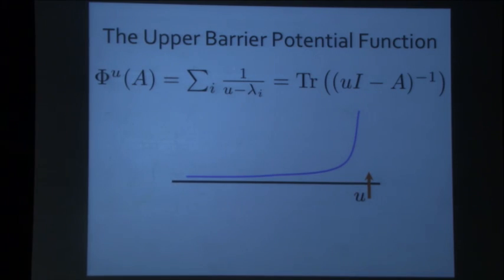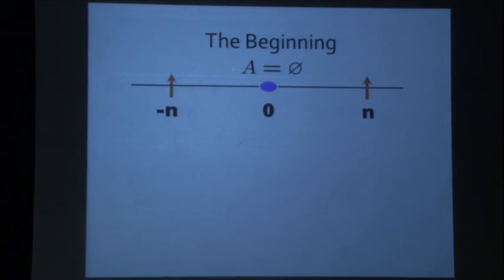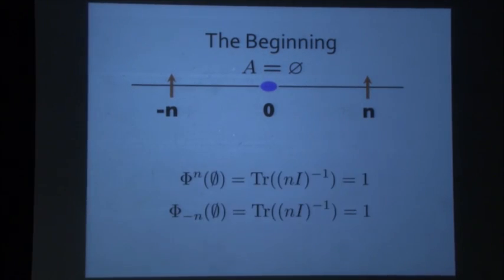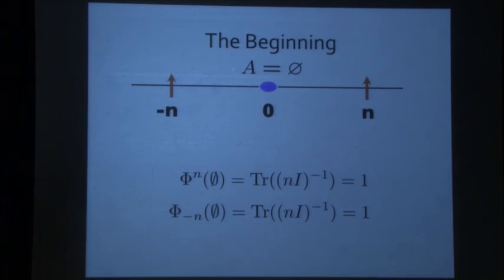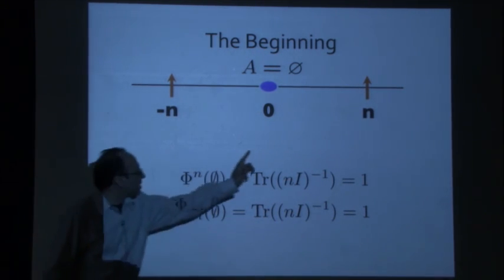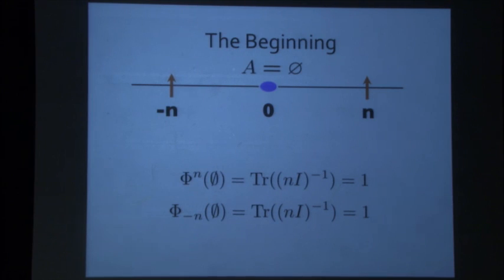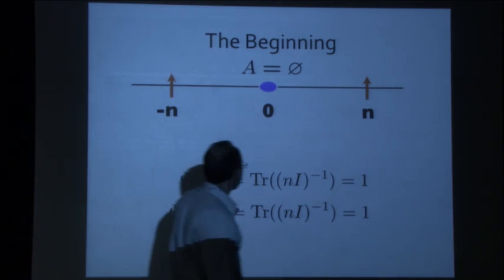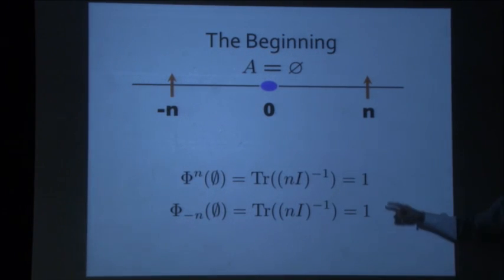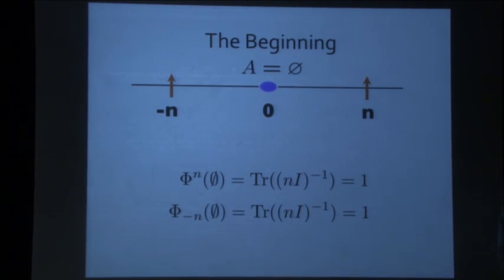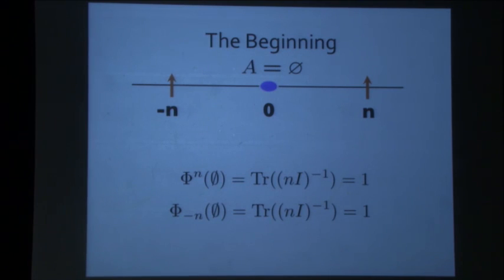Okay, so here's our goal now. I start with nothing, but now what I do is I look at the barrier functions. With my barriers at minus n and n, where n is the dimension, my initial values of the barrier functions, the lower barrier and upper barrier, are both 1. Because I put in the trace of, say, n times the identity inverse, and it's in n dimensions, so we count n times 1 over n.